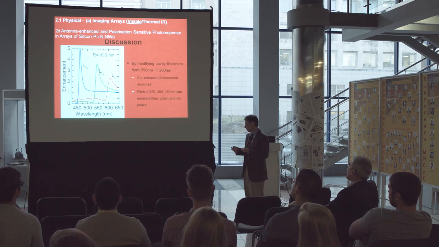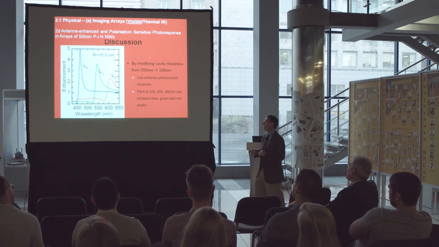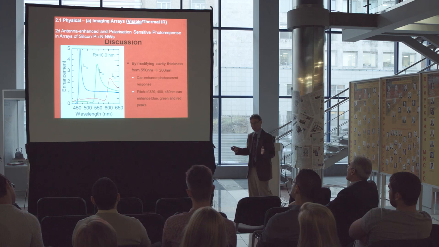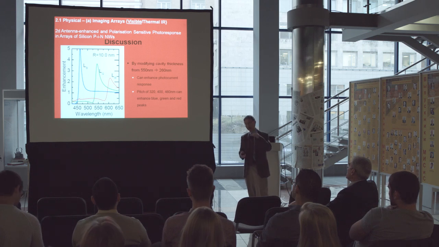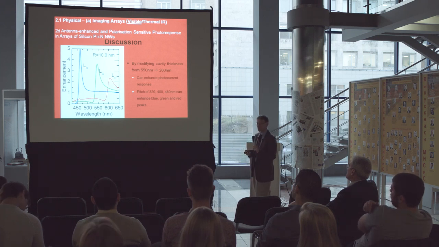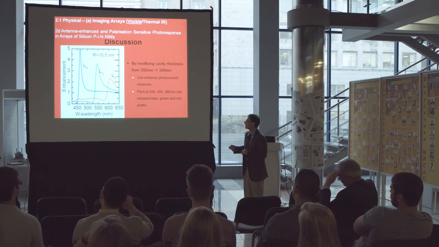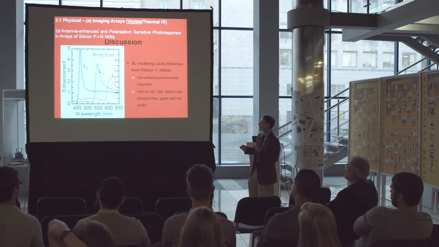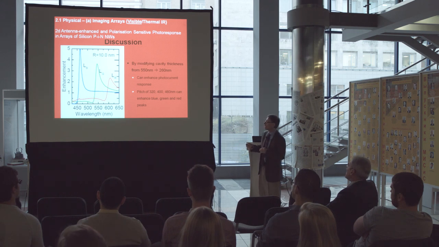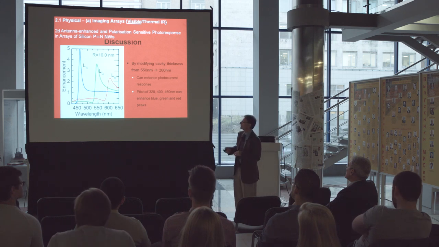So there are a few things you can do. You can change the period, which means the wavelength of the structure, which means the spectral response. You can change the wire density, which would change the amplitude of those peaks, as well as the geometry if you want to change the relative anisotropy in the structure. And this is an example where we wanted to show that by pitch response and so forth, we could enhance blue, green, and red responses tremendously in these structures.